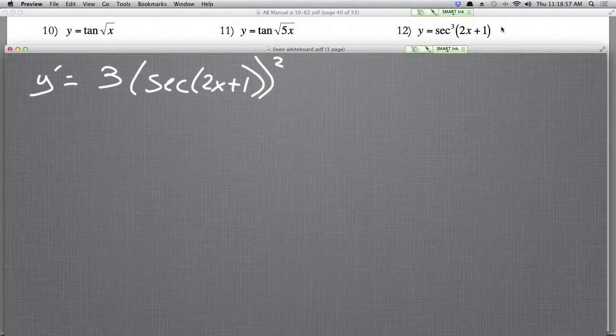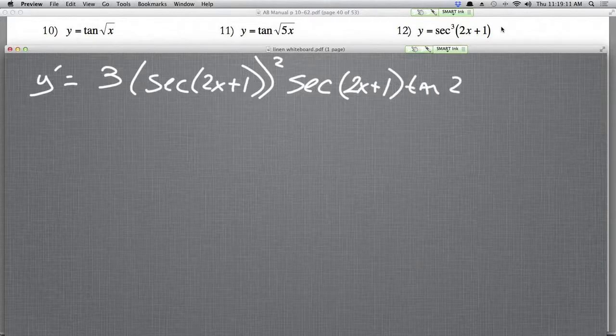After I take care of the cube, what do I have to take care of next? Secant. What's the derivative of secant? Secant tangent. What has to be in both of those? 2x plus 1. So I took care of the cube, I took care of the secant, now I need to take care of the 2x plus 1, which would just be 2. Okay, 6. So it'd be 6 secant of 2x plus 1, cubed, because you have secant squared and a secant, so that would be cubed, and then you have the tangent of 2x plus 1.